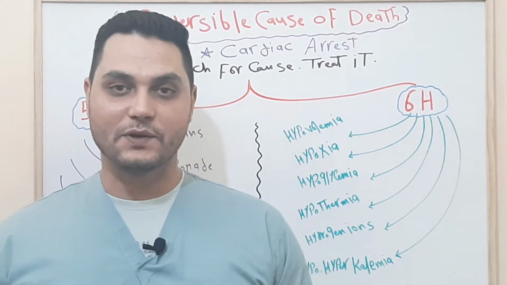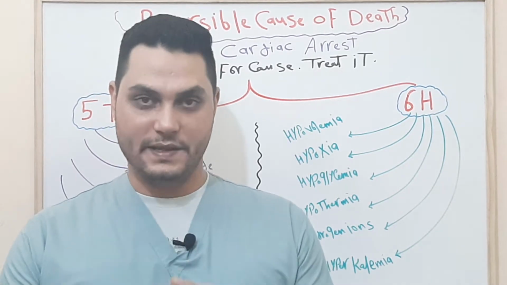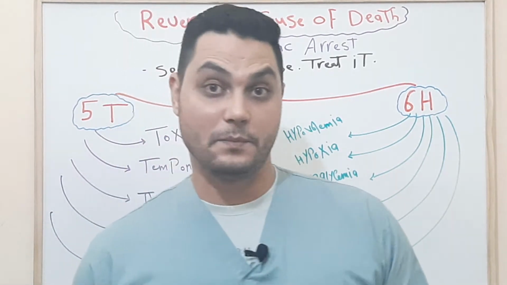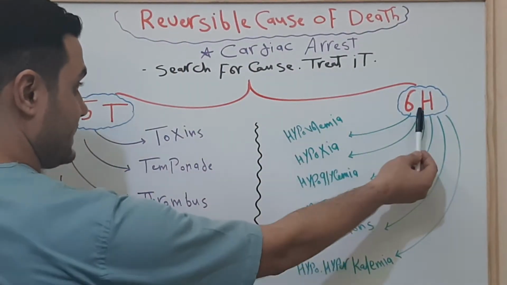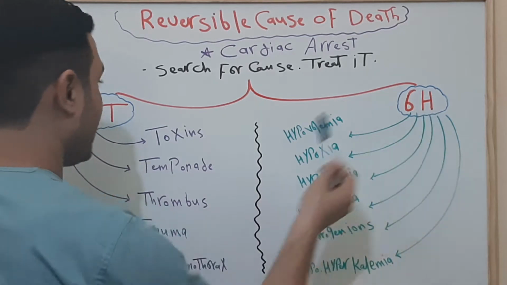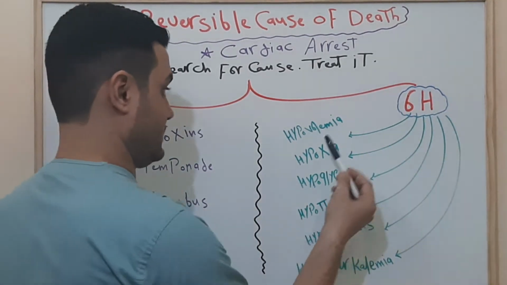Today we will speak about the reversible causes of cardiac arrest. What is the cause of this? If we treat it, the patient will come back again. Okay, we will divide it into two parts: 6H, or 6 things that start with H, and 5 things that start with T. Okay, the first thing in H, hypovolemia.